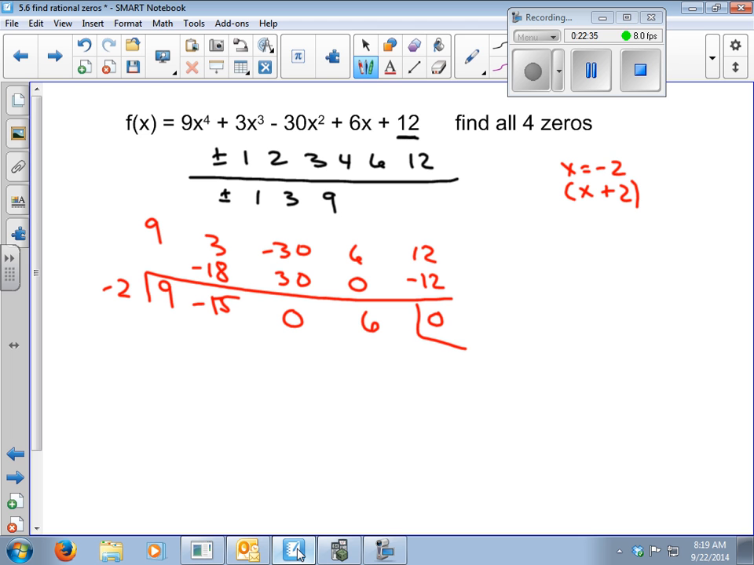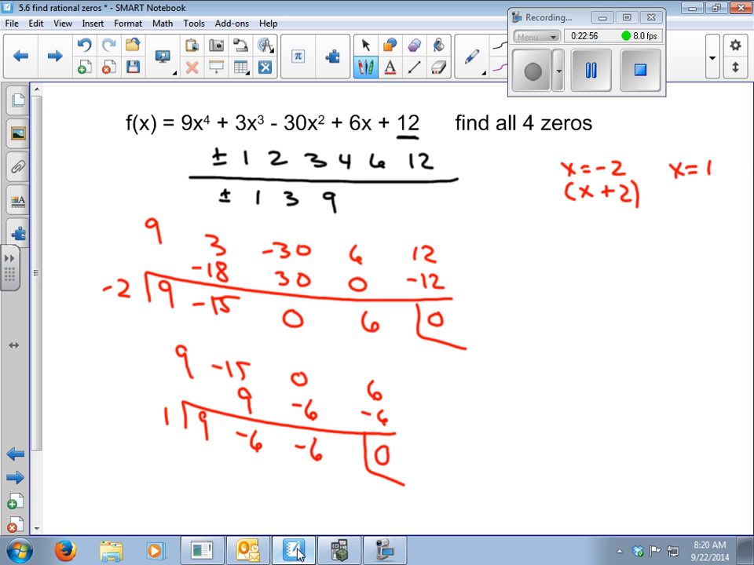Now I want to try 1: 9, -15, 0, 6, and we're trying the number 1. Drop your 9, 9, -6, -6, -6, -6, 0. So yes, that one works. X equals 1 is the solution. It came from x minus 1. And now I've got this stuff on the bottom: 9x squared minus 6x minus 6. And we have to try to factor that.